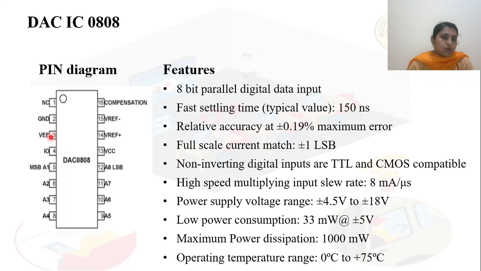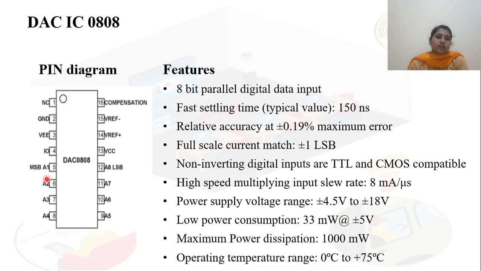For the analog output voltage that we get, we need this negative power supply. Next, pin number 4 is output current. In this IC, the analog output is available in the form of current. So I do not get a voltage output. The analog output is in the form of current. This current can be converted into voltage by connecting a load resistor at this pin. Across the load resistor, we can get the analog output voltage.